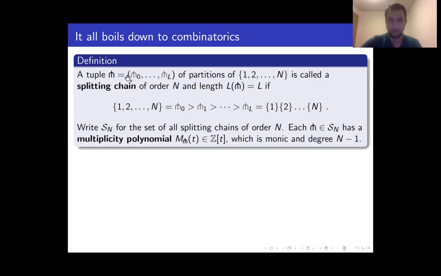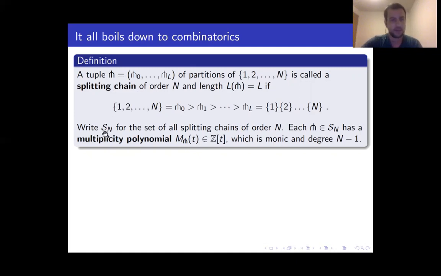In general, a tuple of partitions of the set 1 through n is called a splitting chain of order n, and L here is the length. It's called that if the partitions in order strictly refine. So we have to start with the trivial partition at pitchfork 0, and then refine that down one step at a time until we get to the last one, which is the partition that is completely broken apart. Notice that every splitting chain of order n is going to have length at most n minus 1. So you know for a fact that the set of splitting chains of order n is finite.